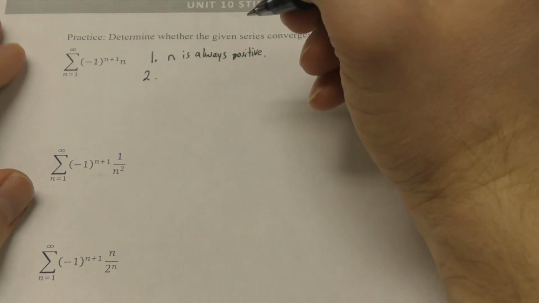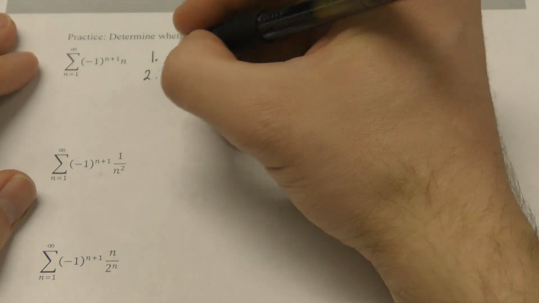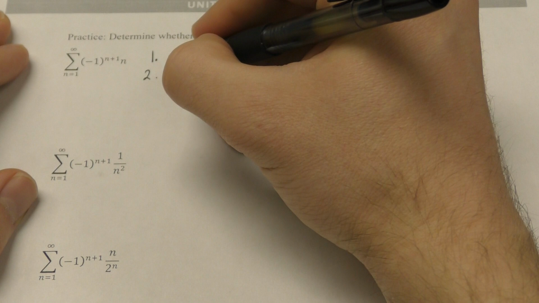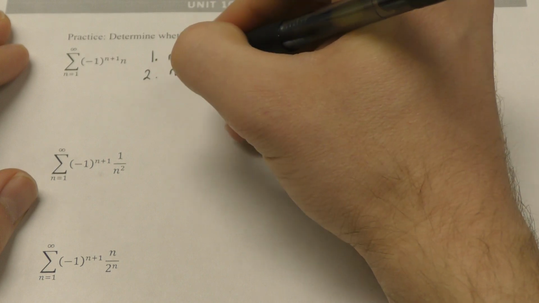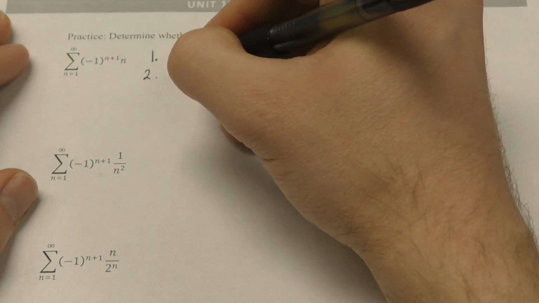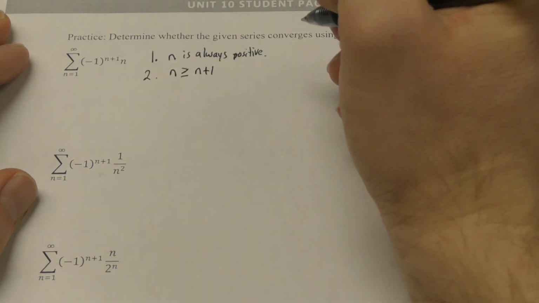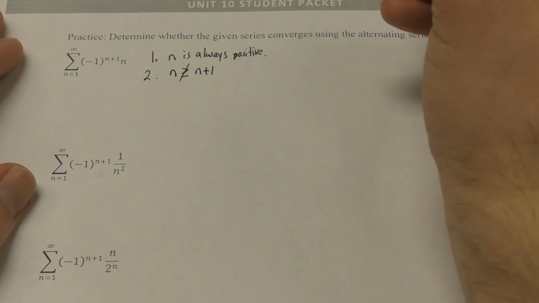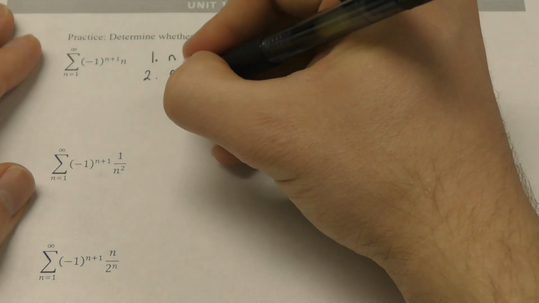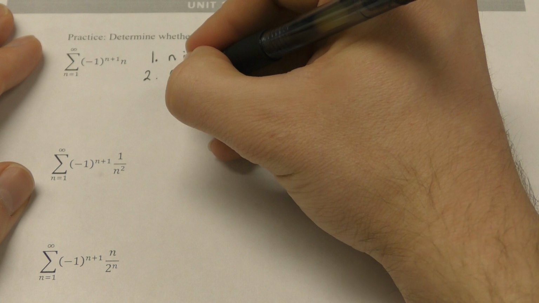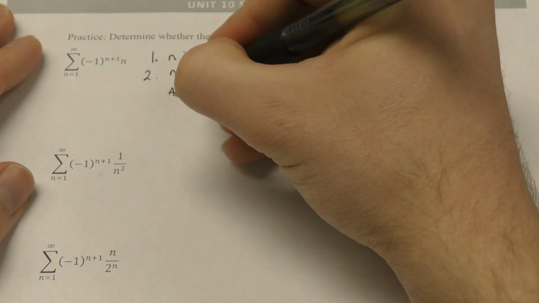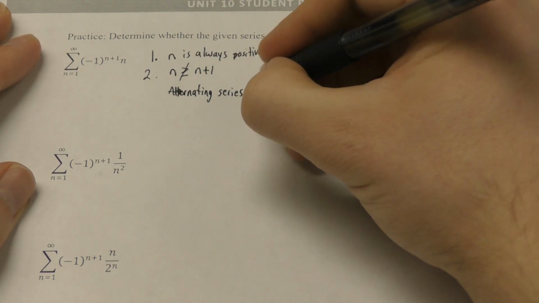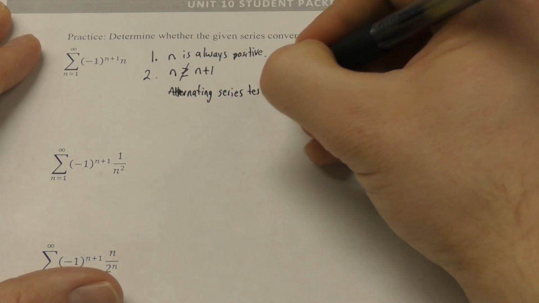2, we need to make sure that eventually n decreases. So I'm going to compare, is n greater than or equal to n plus 1? Actually, the answer is no. It's not greater than or equal to n plus 1. So the alternating series test does not apply.